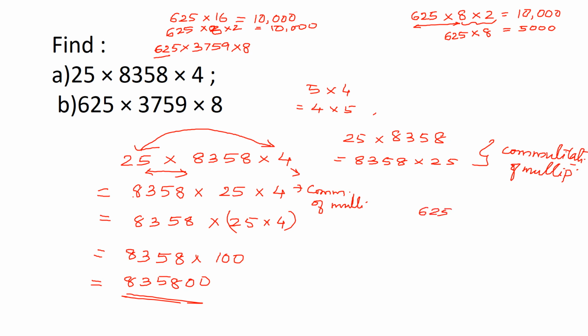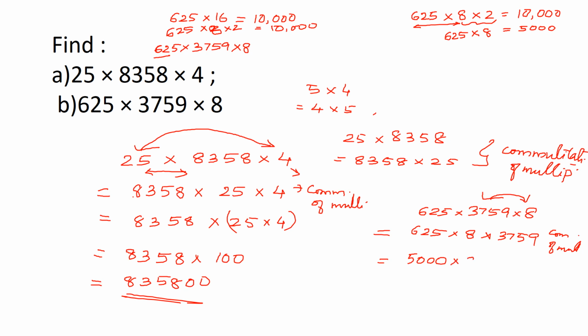625 into 3759 into 8 can be taken as 625 into 8 into 3759. What are we doing? We are exchanging these two, using commutativity of multiplication. Then 625 into 8 is 5,000, so we get 5,000 into 3759. Now we have to multiply 3759 only with 5.